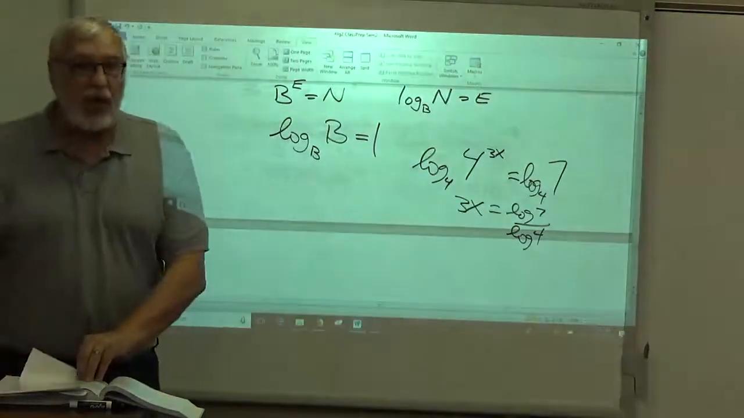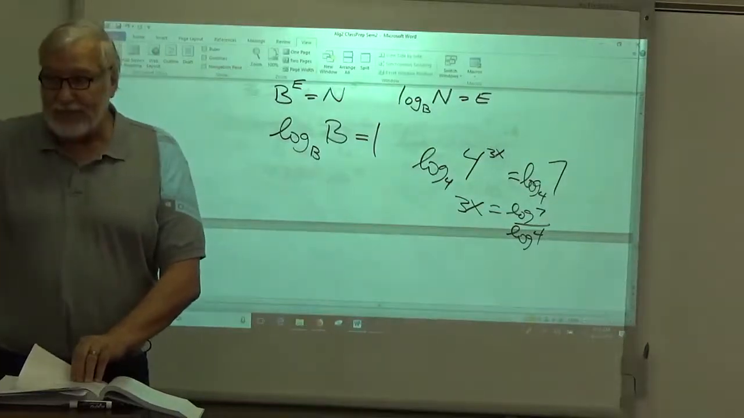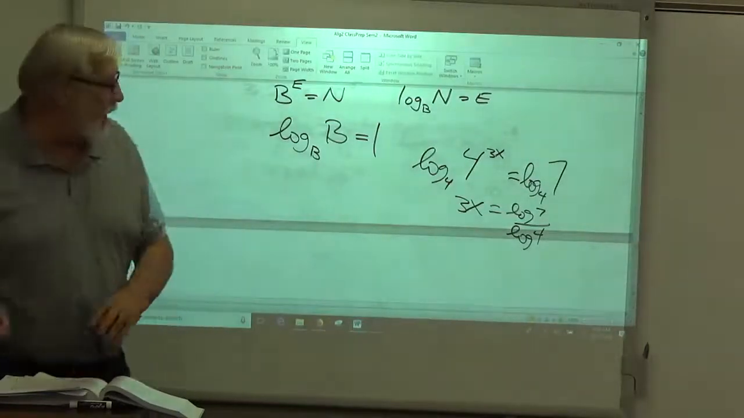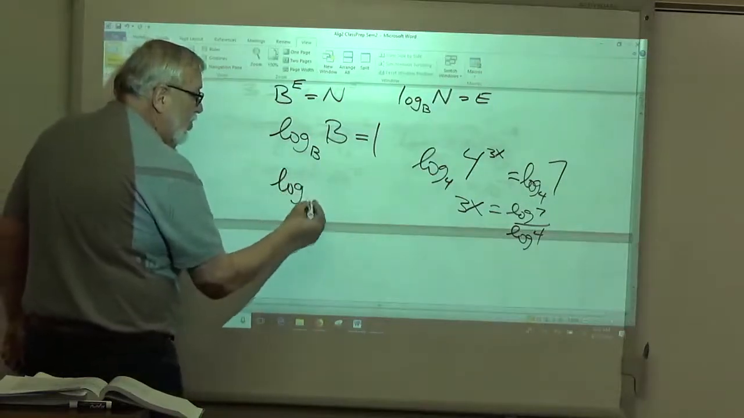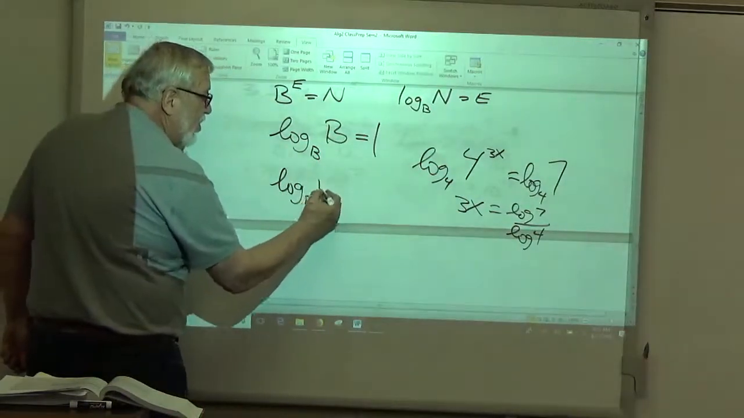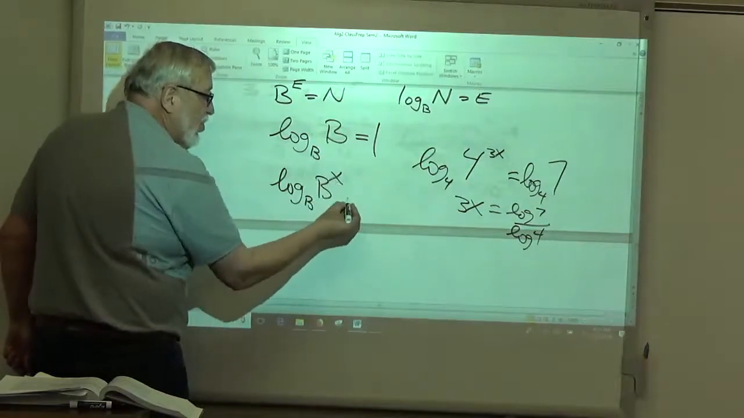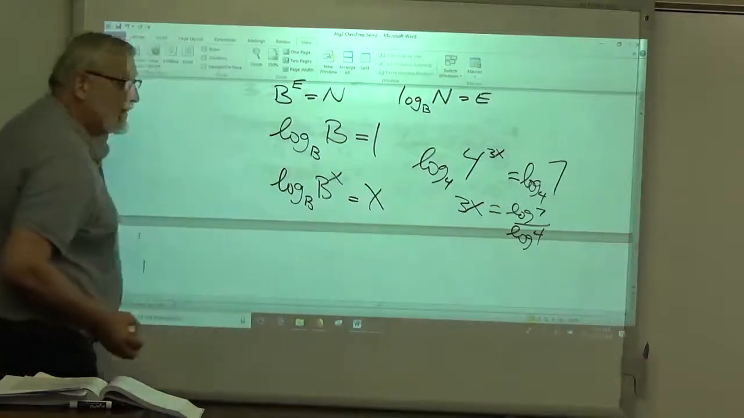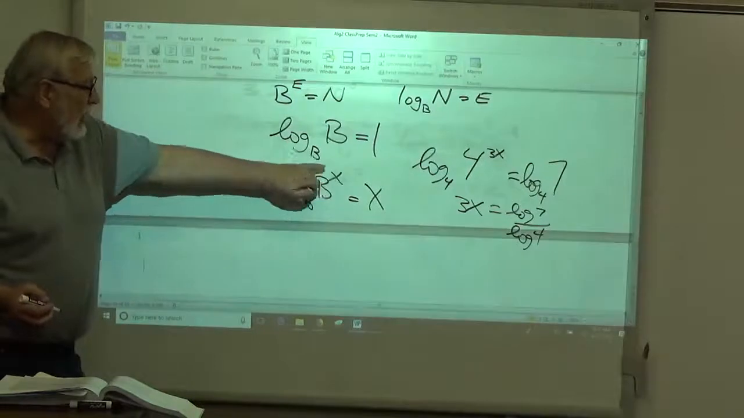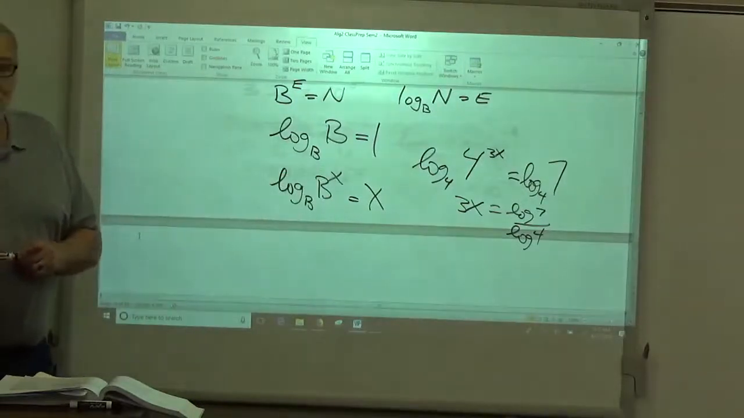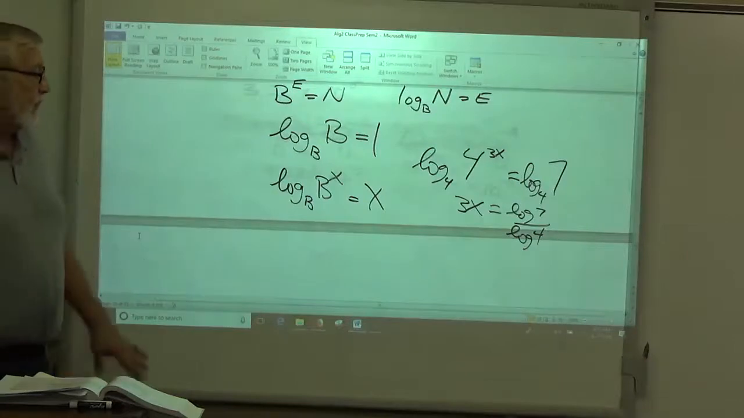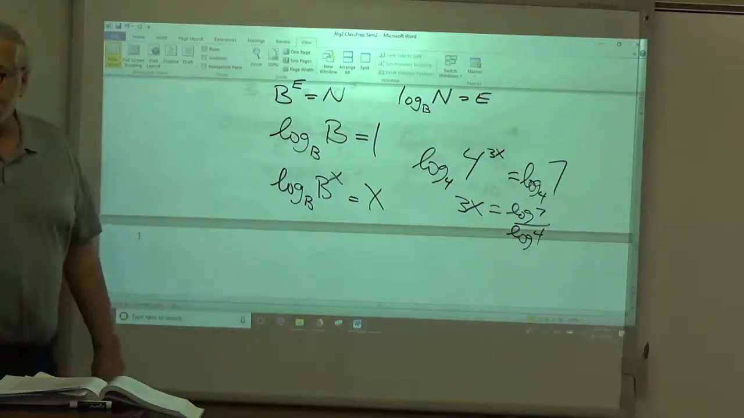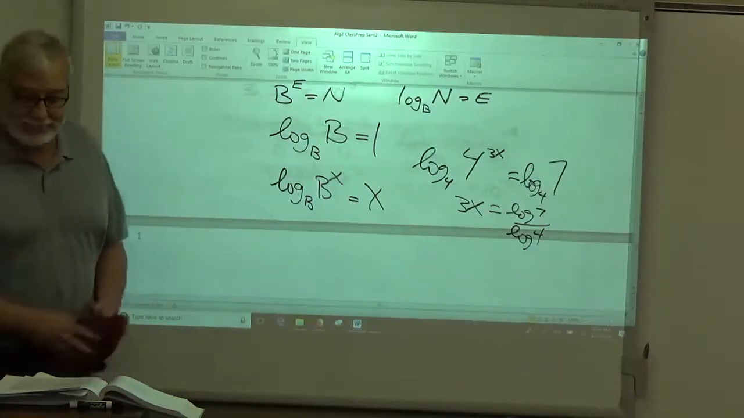So log base b of b equals 1, and then log base b of b to the x will equal x, because this is 1 times x. There's a rule for that, but trying to be able to interpret the rule, that's the easiest way to do that.